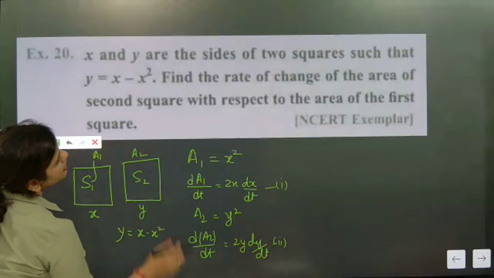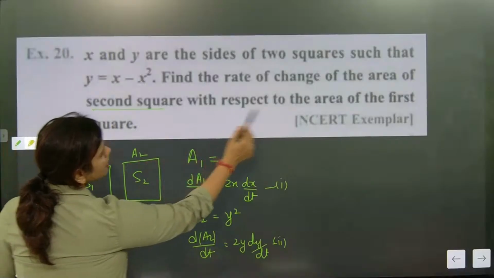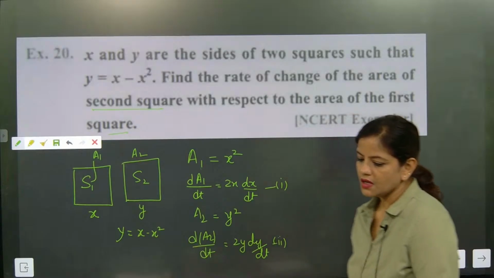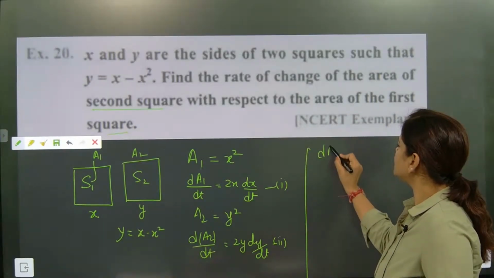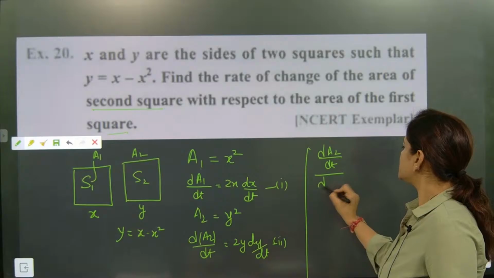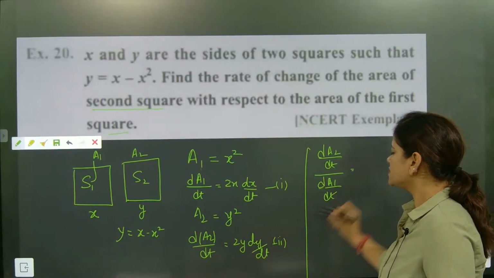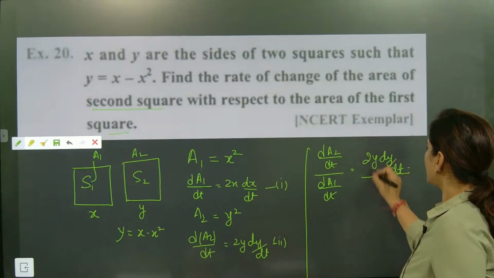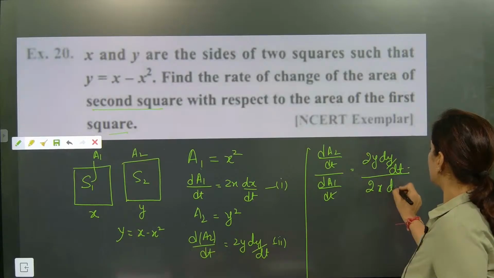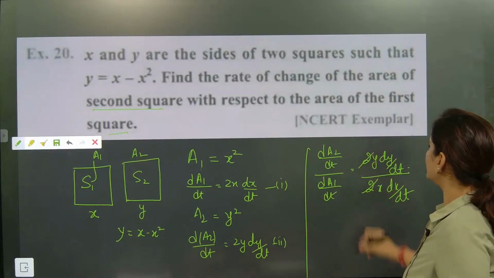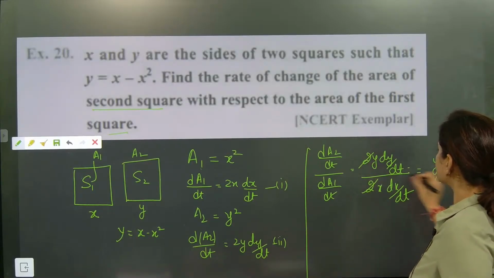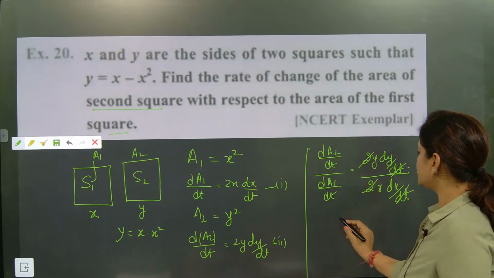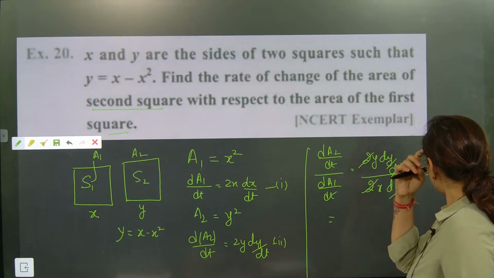What they are telling is to find the rate of change of area of the second square with respect to the area of the first square. Second square is 2y dy by dt and this is 2x dx by dt. So 2 and 2 will get cancelled. It will become y by x, and dt also will get cancelled, giving dy by dx. So this is the differentiation part. Now we are going to write y in terms of x.